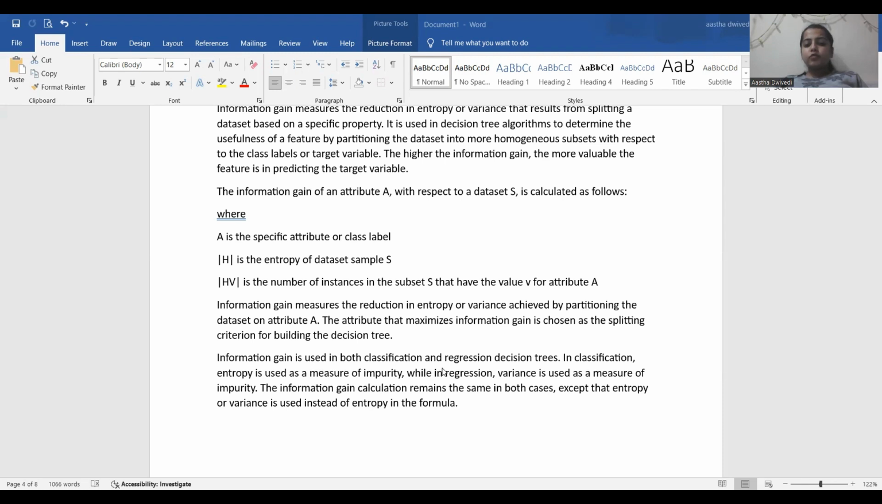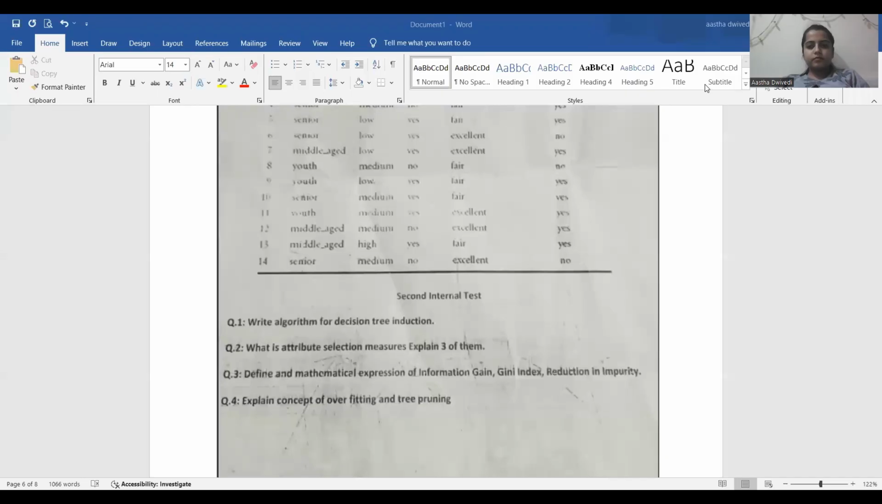Information gain is used in both classification and regression decision trees. In classification, entropy is used as a measure of impurity, while in regression, variance is used as a measure of impurity. The information gain calculation remains the same in both cases, except that variance is used instead of entropy in the formula. That's all for this question. Now, next question.